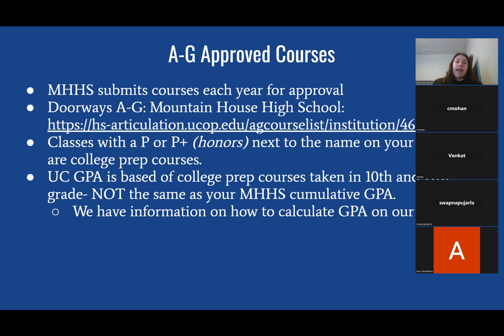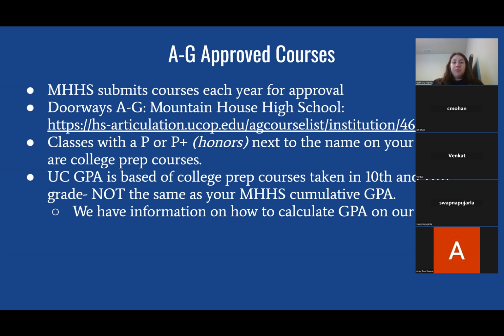These are classes that have a P or a P plus next to the name on your transcript. When you're looking at your Mountain House High School transcript, all of the college prep approved courses have a P or a P plus. That plus indicates honors, so you don't really need to worry about that. But anything with a P generally is the rule for college prep courses.